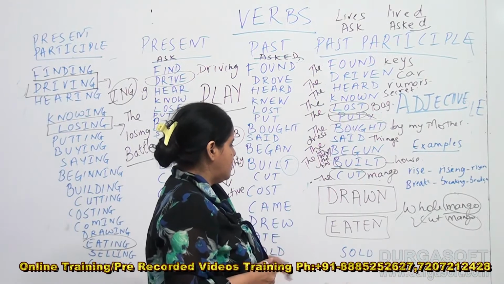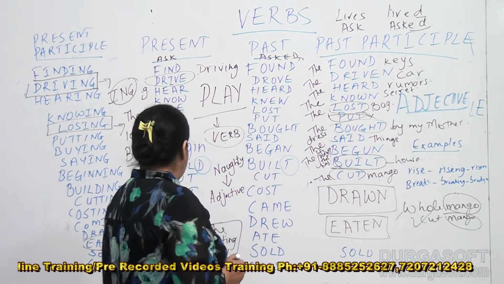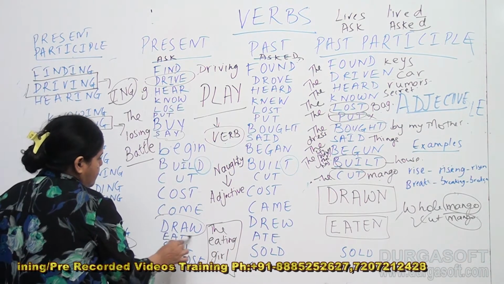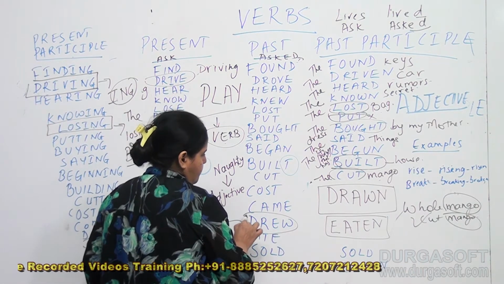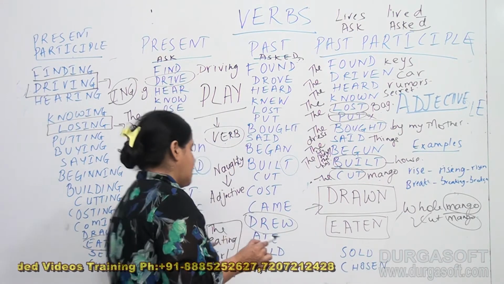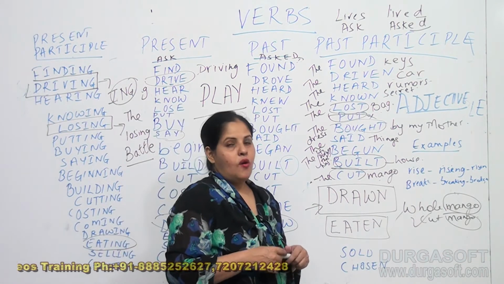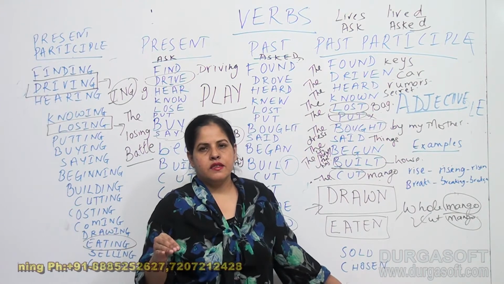We're going to use this as an example. Draw. Draw is the word, present tense form. Drew is the past form, and drawn is the past participle. The drawing girl.